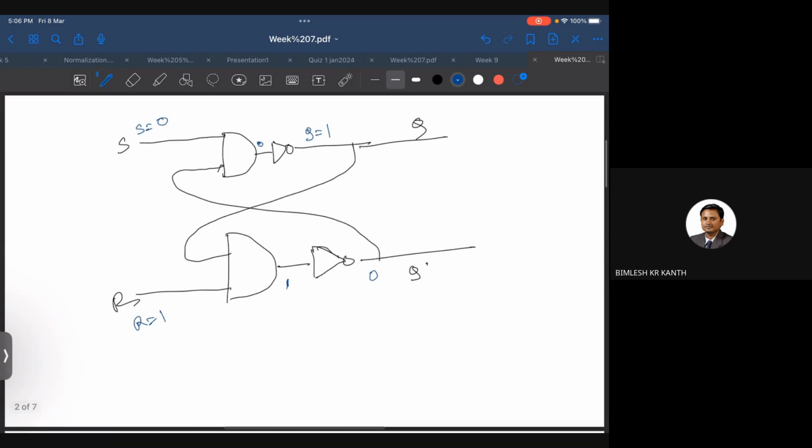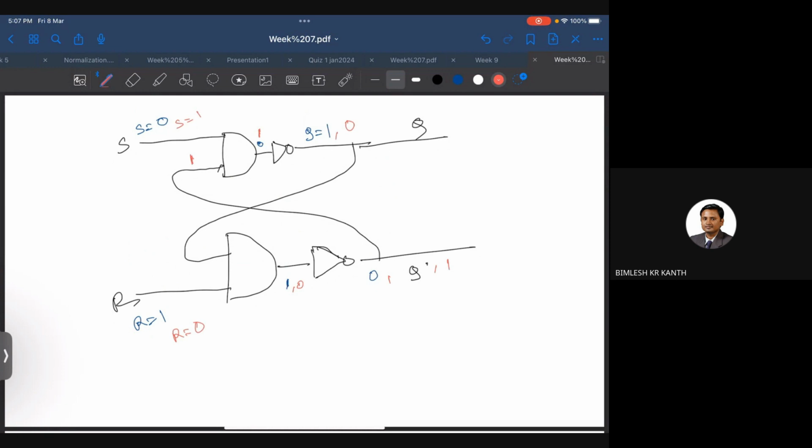Now, when S equal to 1, R equal to 0, what will happen? When R equal to 0, here it will be 0 and it will be 1. So this will be 1, 1, 1, and it will be 0, and this will be again 1, right?